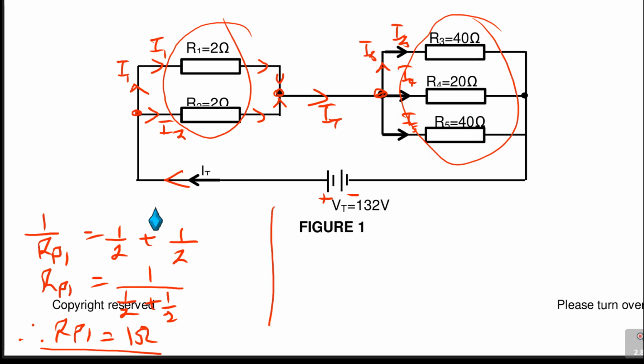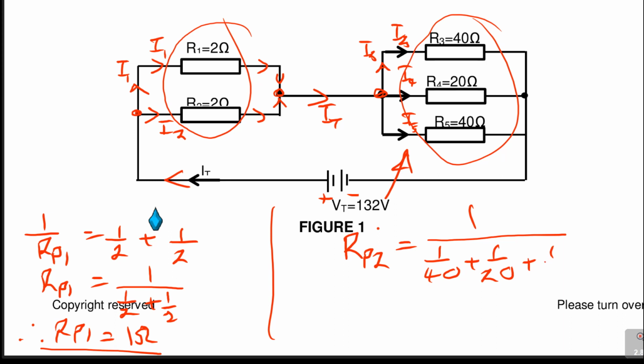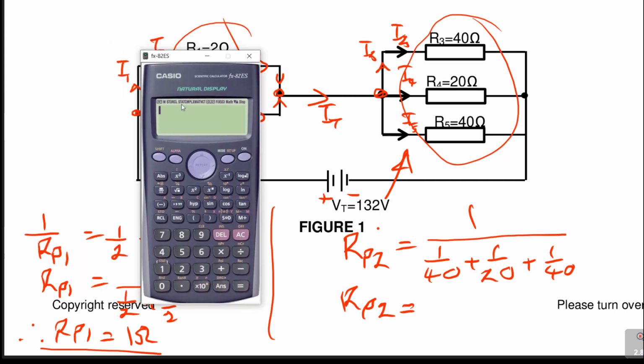Next one, we do the same thing, but the only thing with this one is, I'm just going to do it fast. R parallel 2. I'm now looking at this one here. It is equal to 1 over 1 over 40 plus 1 over 20 plus 1 over 40. So it will just give me the answer straight away. You're allowed to do that. Then, I'm now doing this a little bit faster, 1 over 40, because that's what you need to be doing in your exams. You don't have to be taking it so slowly. That one was just for you to understand.